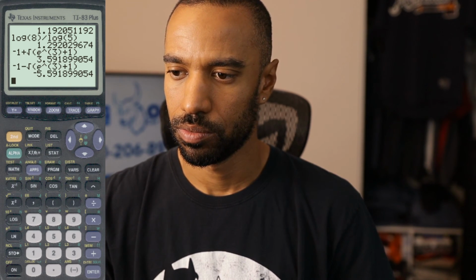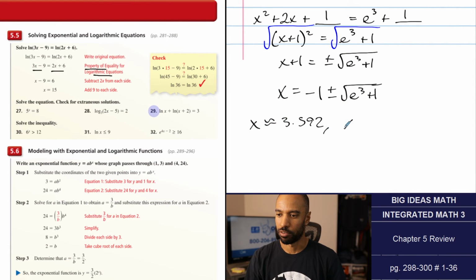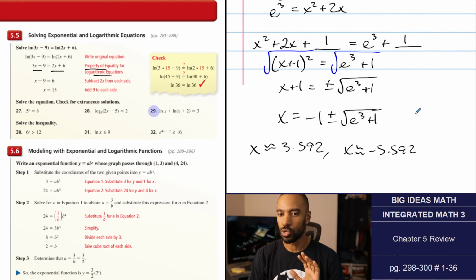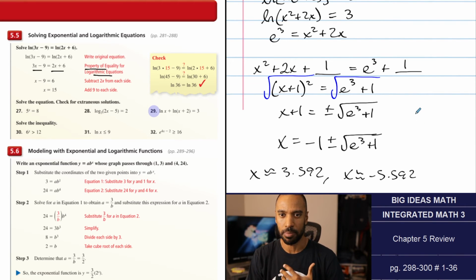Let's check them out. Negative 1 plus the square root of e cubed plus 1. So there's this one, about 3.592, and then negative 1 minus, negative 5.592. Okay, so with these two answers here, 3.592 and negative 5.592, we do have to double check and see if any of these may be extraneous.